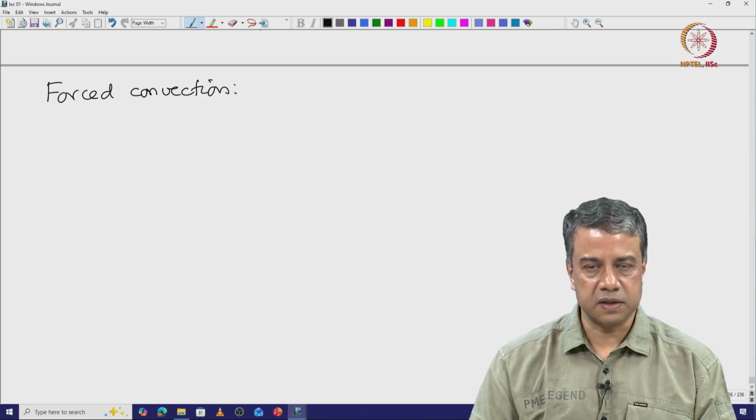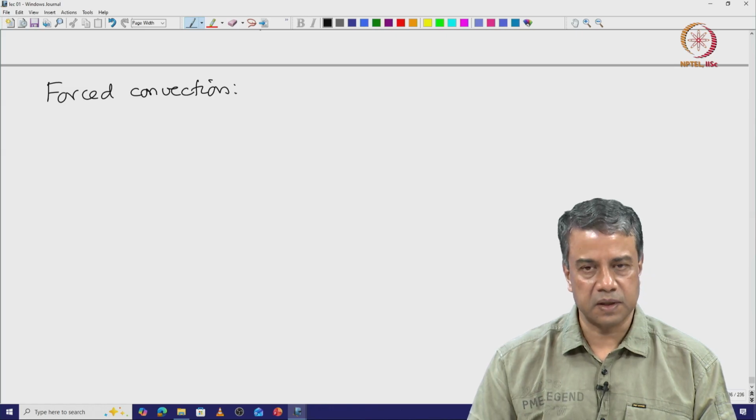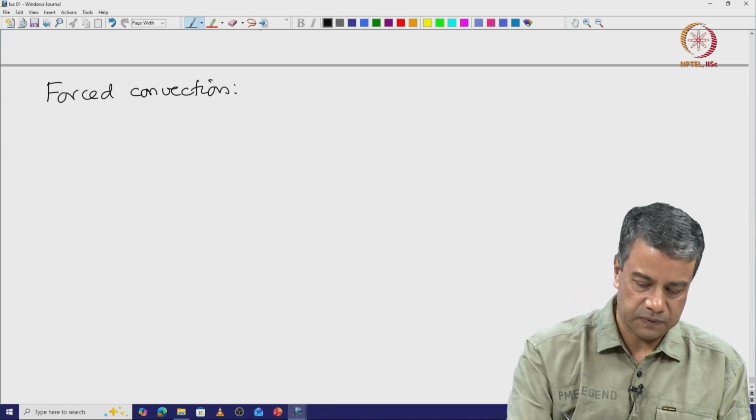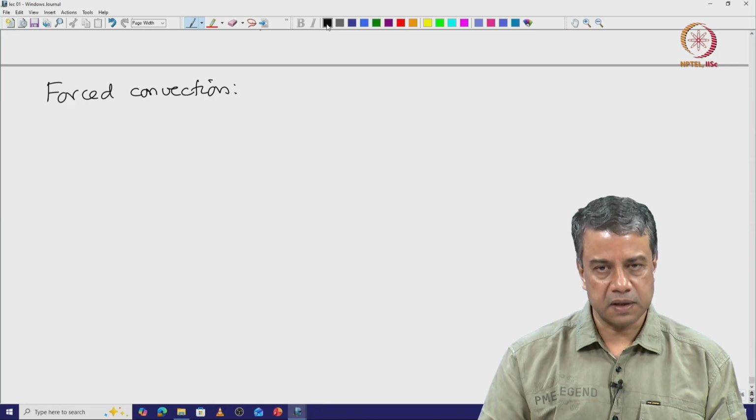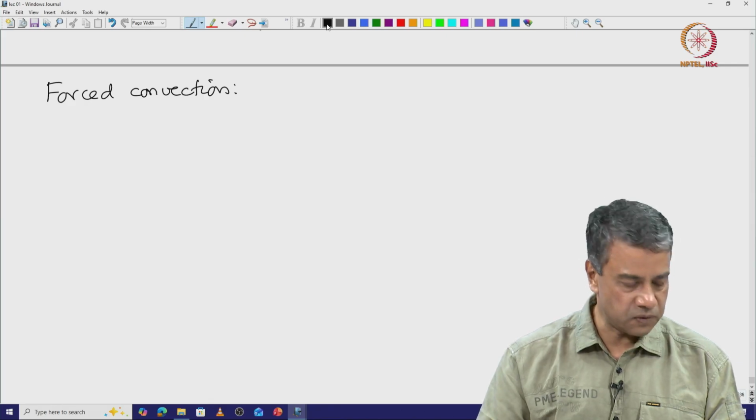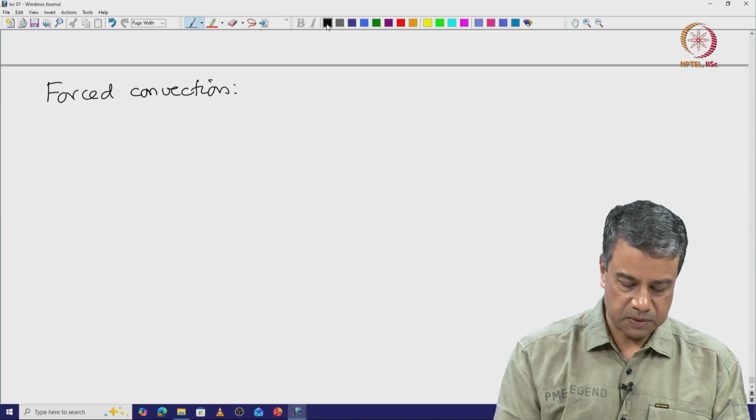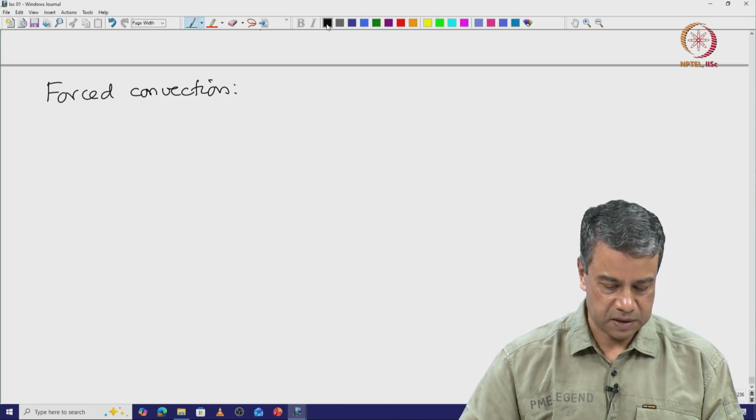This was a common feature for the flow past a flat plate, the flow in a pipe and the stagnation point flow. We examined another such situation, that was flow past a sphere. That was what we started in the last lecture.